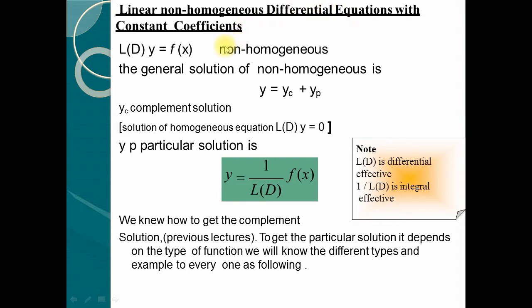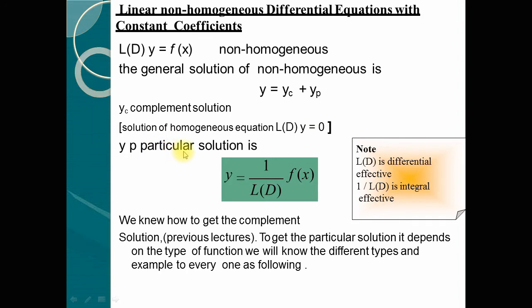Now today we are going to discuss the particular solution for the case when the differential equation is linear and non-homogeneous with constant coefficients. Suppose this is a higher order linear non-homogeneous differential equation, L of D into y equals f of x. The general solution of the non-homogeneous equation is y equals yc plus yp, where yc is the complementary solution, the solution of the homogeneous part L of D into y equals 0.